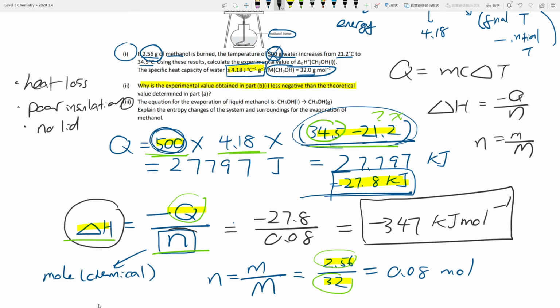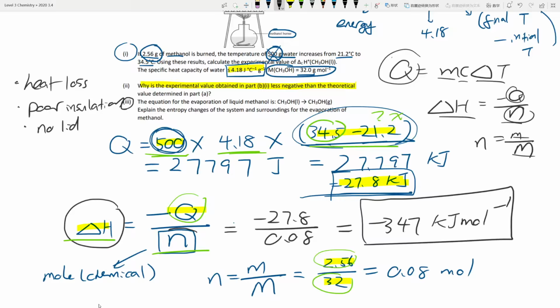And like I said, sometimes they don't go forward. They don't go, oh, here's m, here's s, here's c, here's T, figure out Q. Instead it's, here's a mass, here's a molar mass, figure out n, then figure out delta H. That is the most user-friendly version, and if you got that in the exams, I'll be laughing.